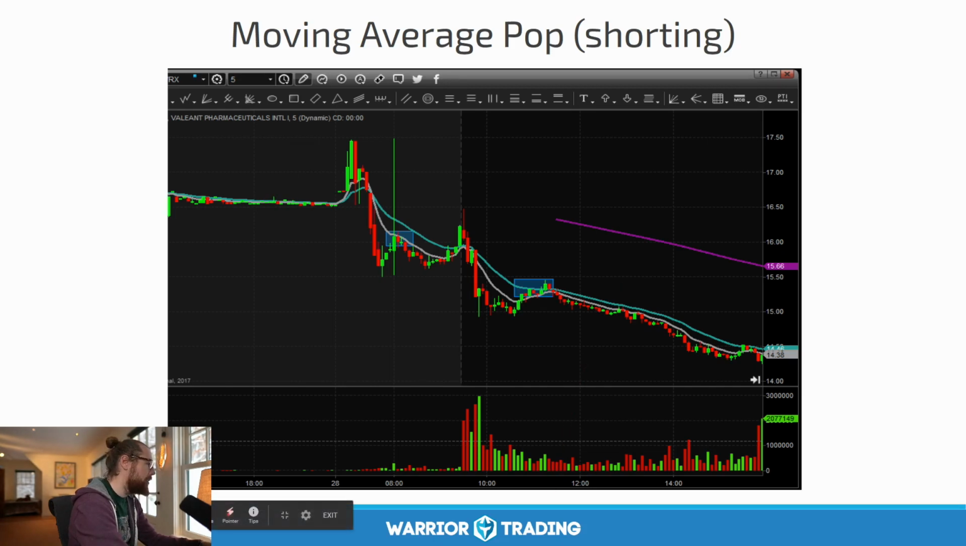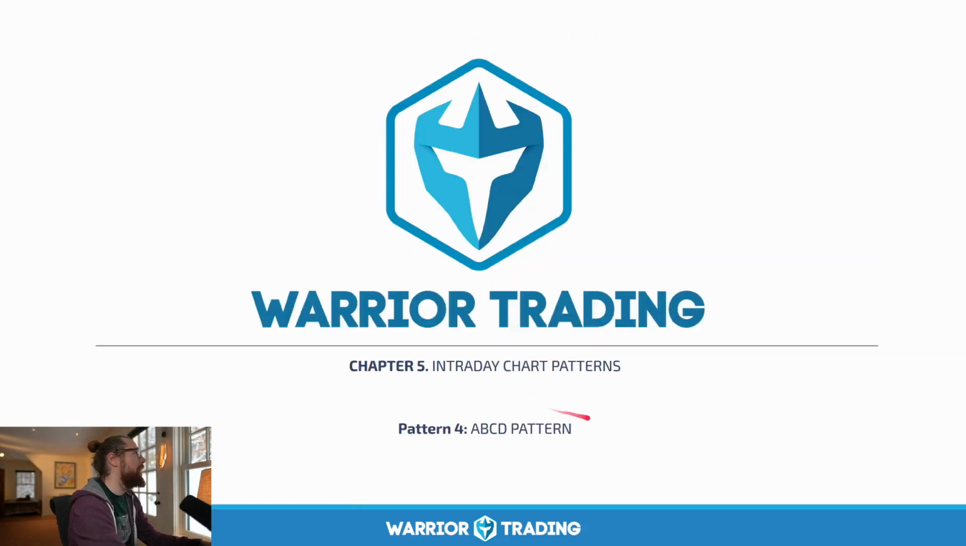on through the classes. So with that, we're going to go on to Chapter 5 and Pattern 4, which is the ABCD pattern, a pattern which sometimes does correspond as a moving average pullback or around the VWAP, but is kind of combining both a bull flag and a moving average pullback into what can be a super strong setup.